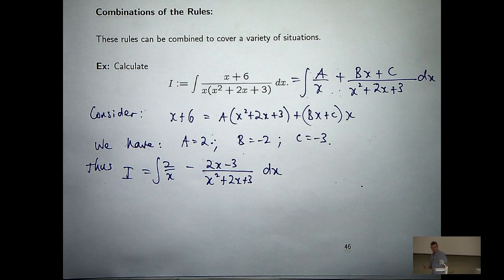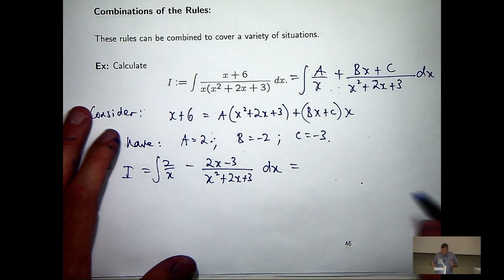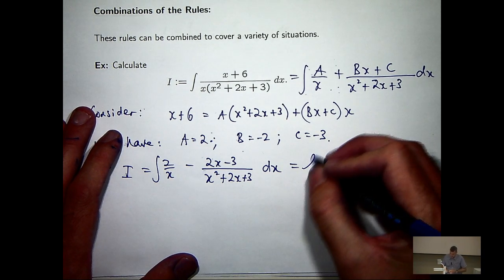Okay, so the first integral is easy. The second integral, well, it's like the example that we just did. You're going to have to play with the integrand, 2x minus 3, and break it up. So that's going to lead to a logarithm and an inverse tan. Okay, so I can integrate the first one okay.